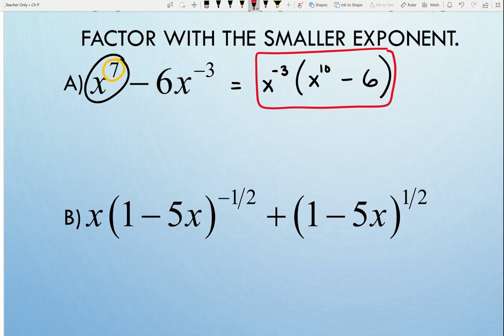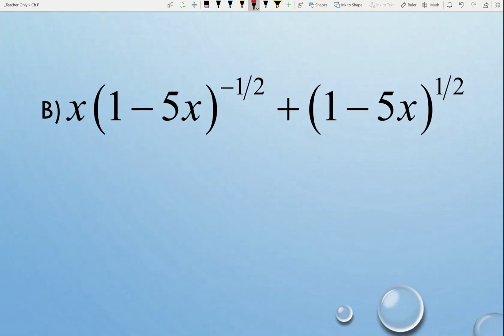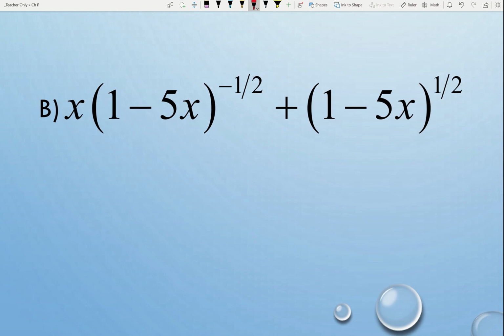So not too shabby. This one down here, taking a look at some things that it has in common. It looks like we have a base of 1 minus 5x in common in both of those terms. So let's maybe go ahead and factor out one of those. So we're going to factor out the one with the smaller exponent in it, and here that is going to be negative 1/2.